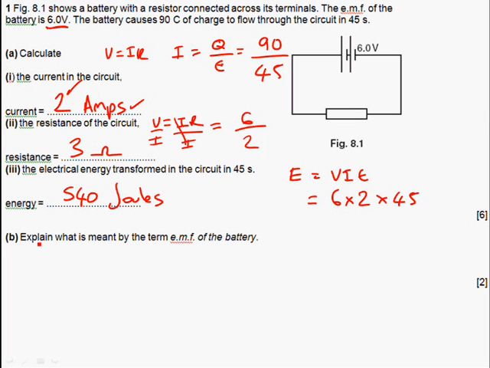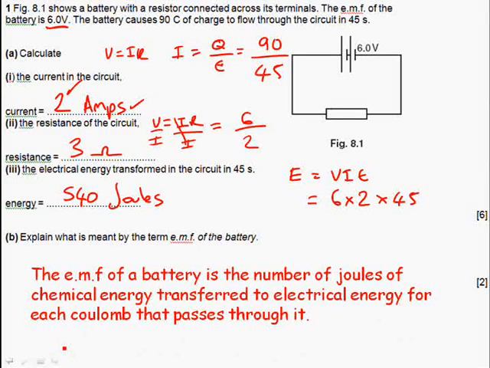Okay, this next thing it says, explain what is meant by the term EMF of the battery. Right, EMF stands for electromotive force. And I'm just going to put a definition here which I think you should memorise. The EMF of a battery is the number of joules of chemical energy transferred to electrical energy for each coulomb that passes through it. Okay? EMF means basically the amount of energy per coulomb.